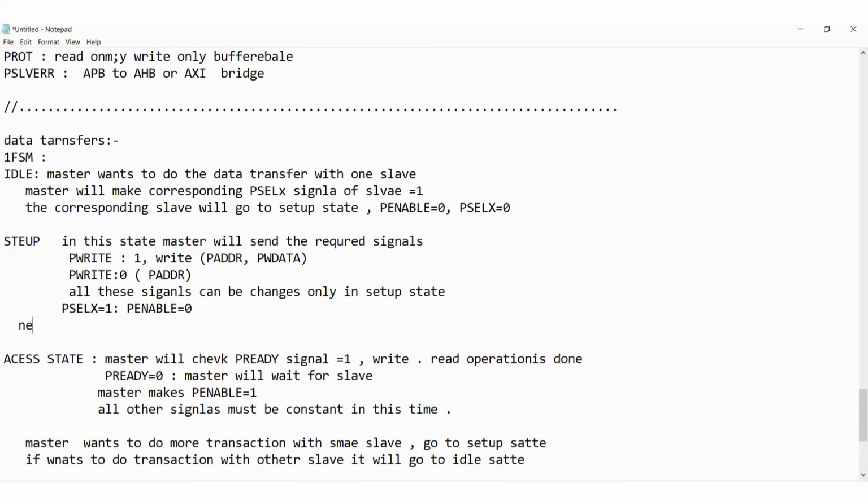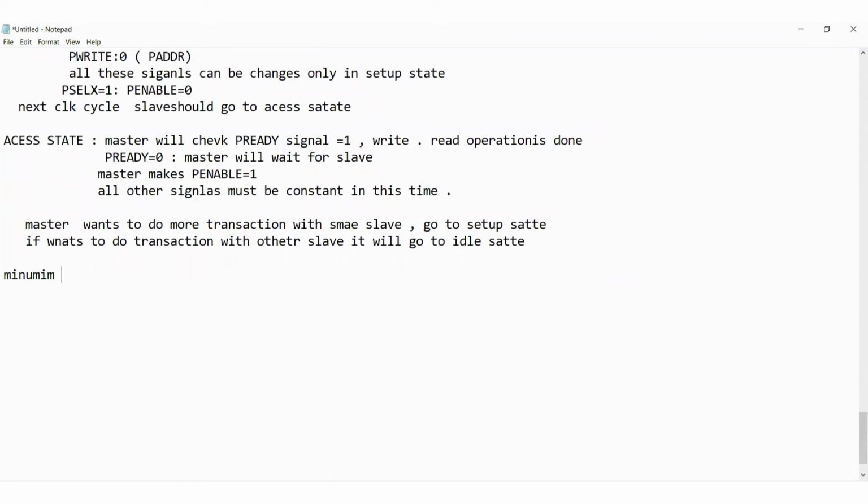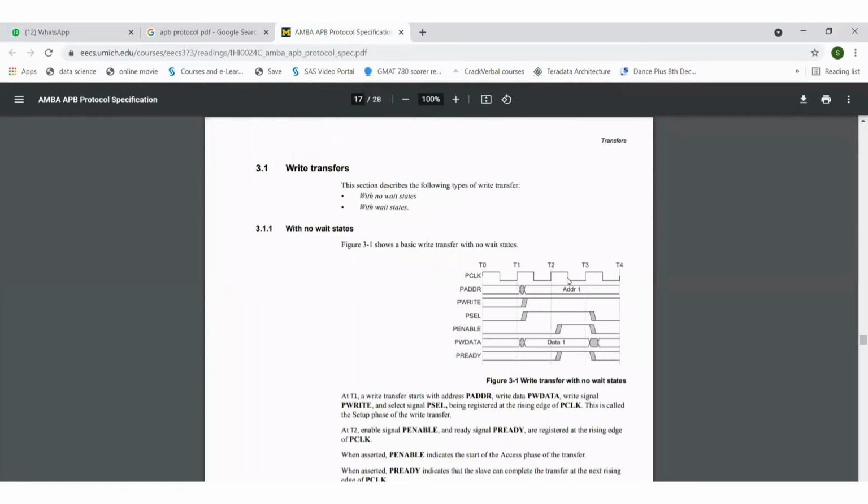In the next clock cycle, slaves would go to SS state. It will not wait for anything. Setup means next state must be SS state. So minimum it requires 2 clock cycle to complete a transaction. Minimum, okay. Minimum it requires 2 clock cycle to complete a transaction. Okay, so now this is setup state. In the SS state, only P enable signal should get changed. Every other signal should be constant.